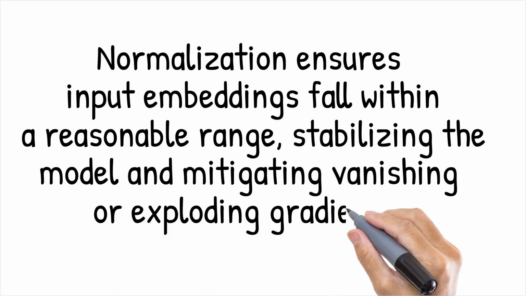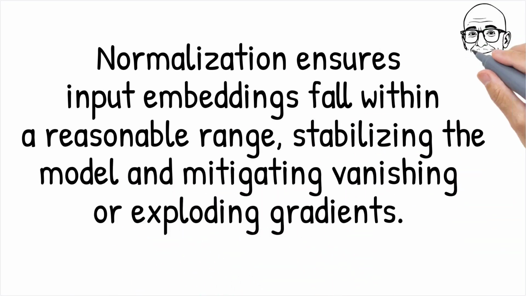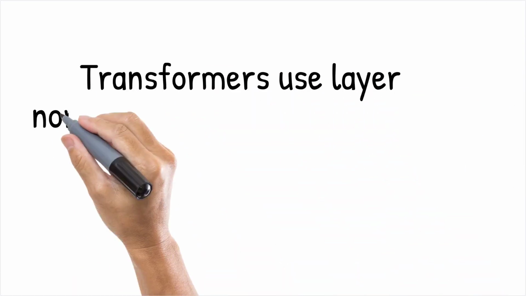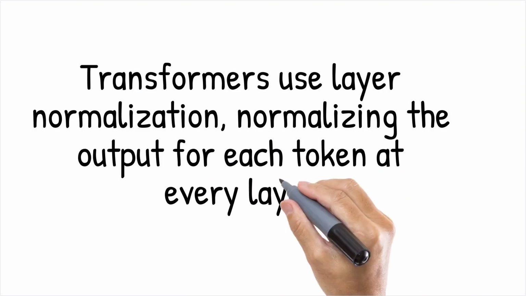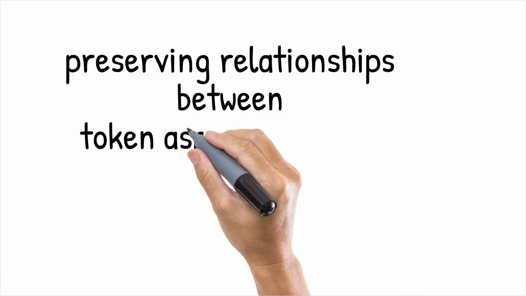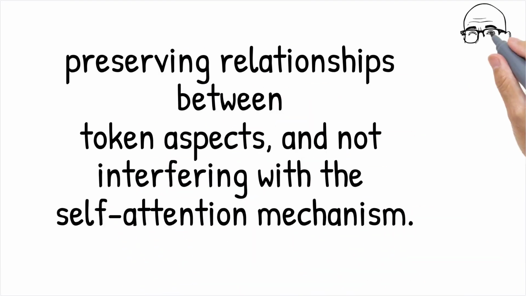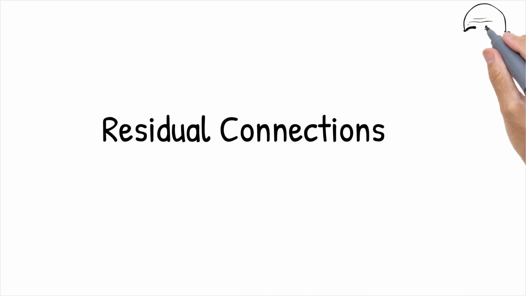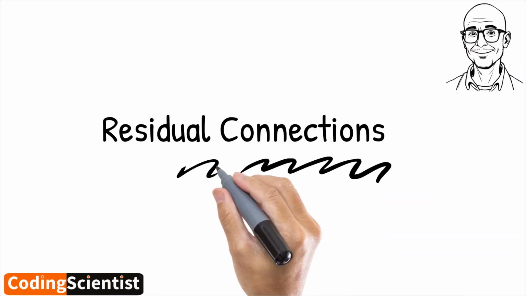Normalization ensures input embeddings fall within a reasonable range, stabilizing the model and mitigating vanishing or exploding gradients. Transformers use layer normalization, normalizing the output for each token at every layer, preserving relationships between token aspects, and not interfering with the self-attention mechanism.